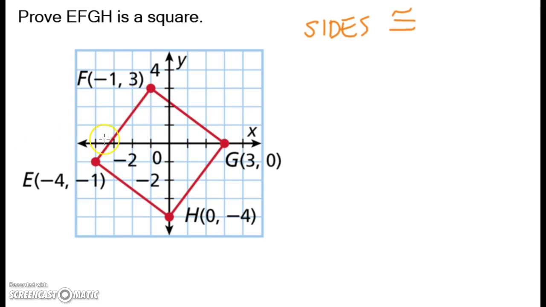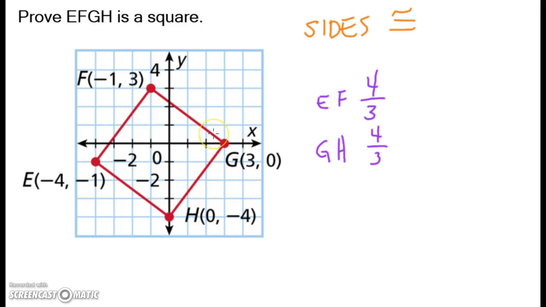All right, so this side right here, the slope is up 1, 2, 3, 4, and over 1, 2, 3. So EF has a slope of up 4 over 3. All right, let's check the slope of GH, because EF and GH should have the same slope. They should be parallel. I'm going up 1, 2, 3, 4, and over 1, 2, 3. Hey, look, those two are the same. So these two are parallel, EF and GH.